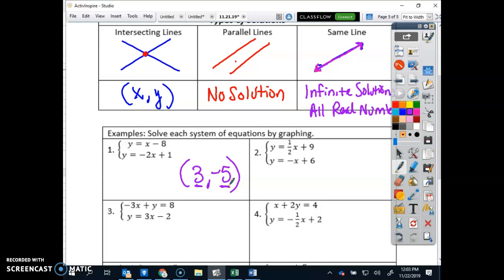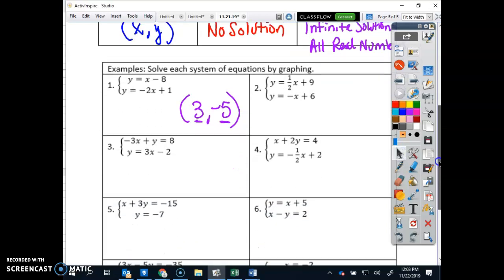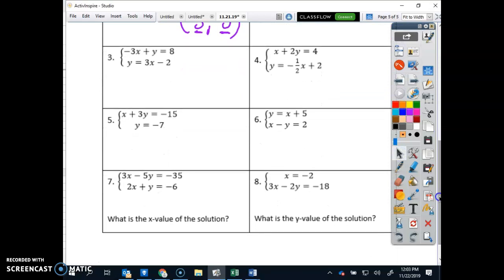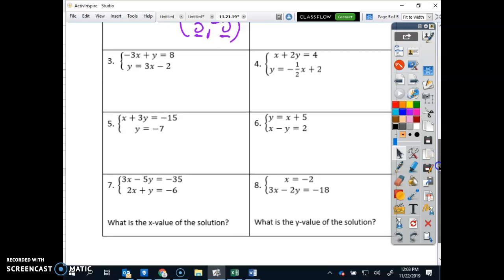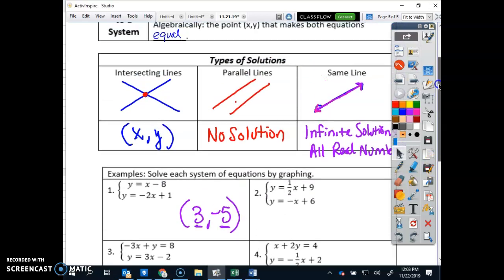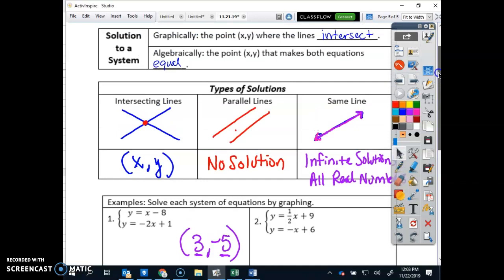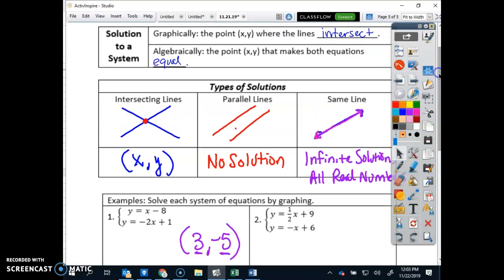I want you to finish all of these on this page. See, like right here, they're asking you what is just the x value. And right here, they're going to ask you what is just the y value. So those are the things you're going to be looking at. Once you finish, I want you to glue this paper in your notebook. And then I want you to go to quizzes.